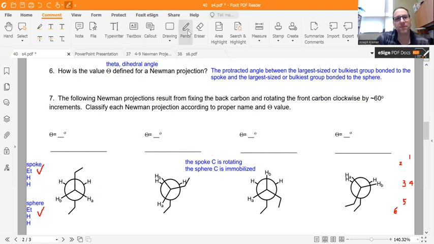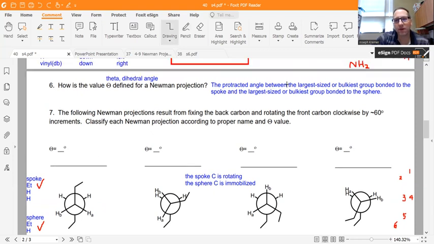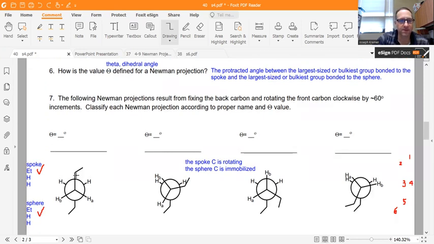Looking at hexane. I will now protract the angle, and we're looking at the angle between the largest size or bulkiest group bond to the spoke, that's the ethyl, and the largest size or bulkiest group bond to the sphere, in this case, another ethyl. So the spoke ethyl is up, protracting. And ask yourself, how many degrees is that? And the answer to that question is 180.